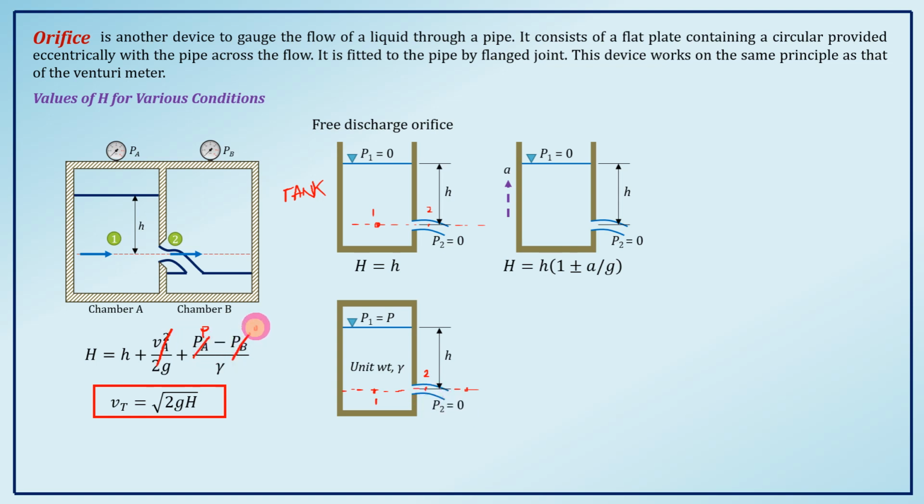So, what is left? We have H plus P over gamma. Take note that the P there is the pressure inside the tank. So, H is equal to H plus P over gamma. All of these come from Bernoulli's energy equation.